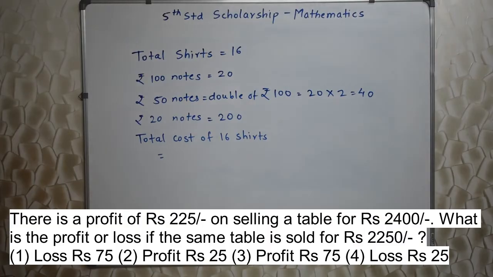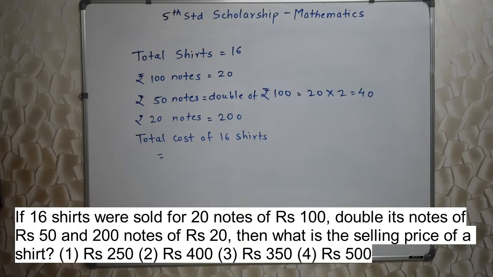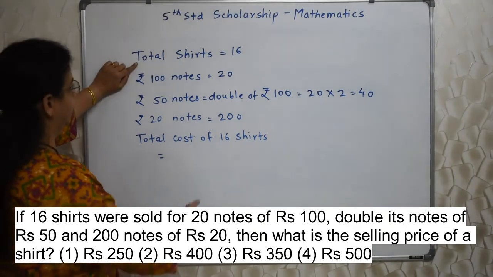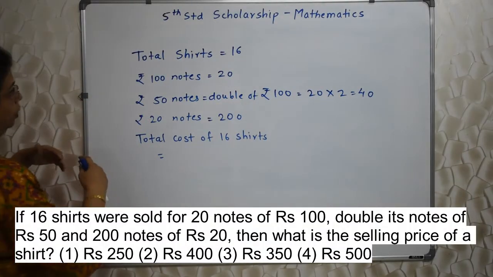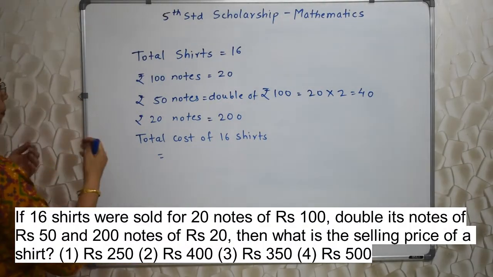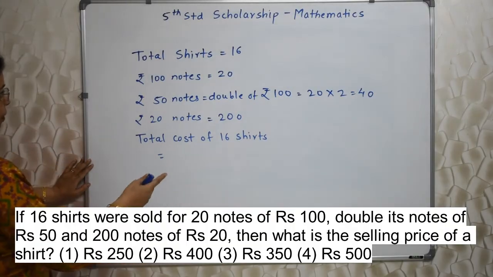Students, next sum will appear on your screen. If 16 shirts were sold for 20 notes of rupees 100, double its notes of rupees 50 and 200 notes of rupees 20, then what is the selling price of a shirt? Okay. So I have written here total shirts, how many are there? 16. And they have given how they are purchased. While purchasing, how many notes of which denomination they have given.